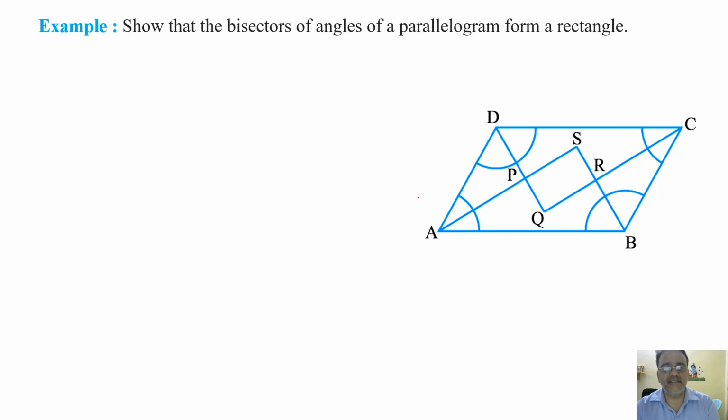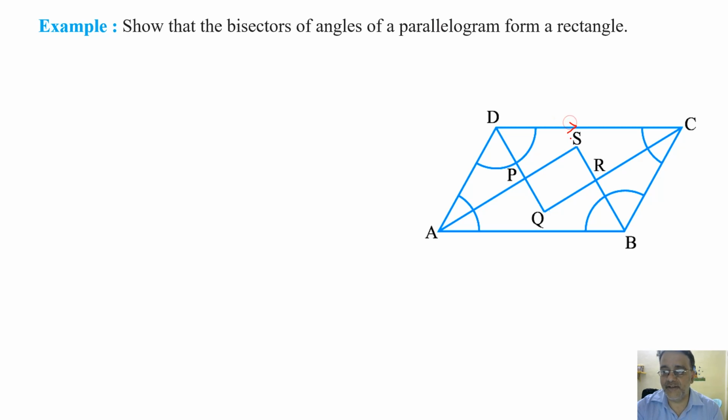Show that the bisector of angles of a parallelogram forms a rectangle. हम लोग को प्रूफ क्या करना है? PQRS is a rectangle. And rectangle के लिए क्या प्रूफ करना है? सबसे पहले parallelogram है. Second, one angle is 90 degree. या all angle अगर 90 degree होगा तो भी हम लोग उसको claim कर सकते हैं कि वो rectangle है. Okay. So let us start first.